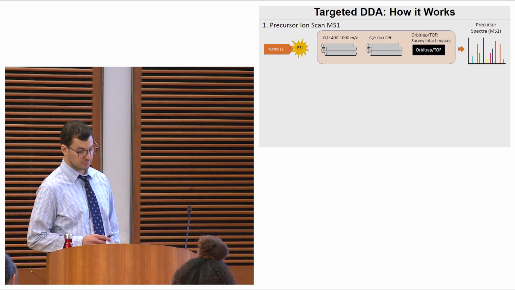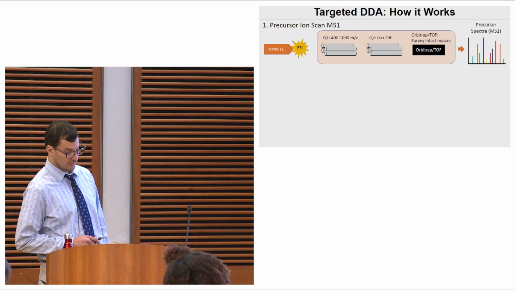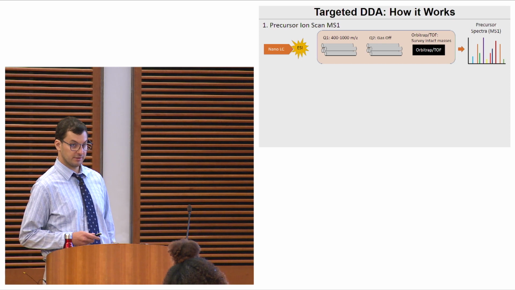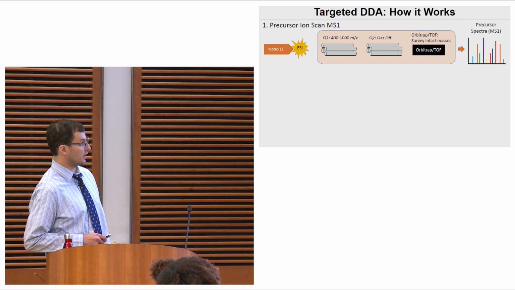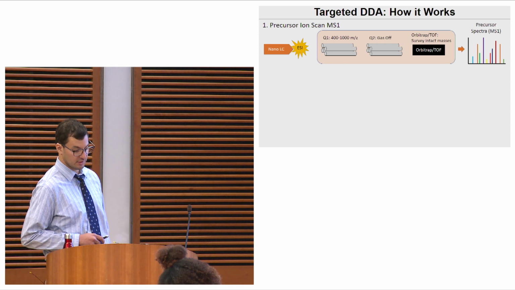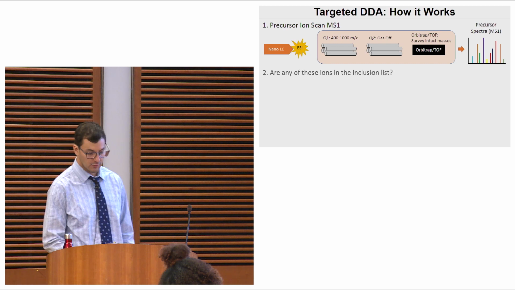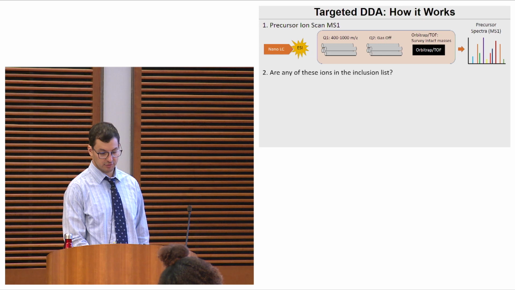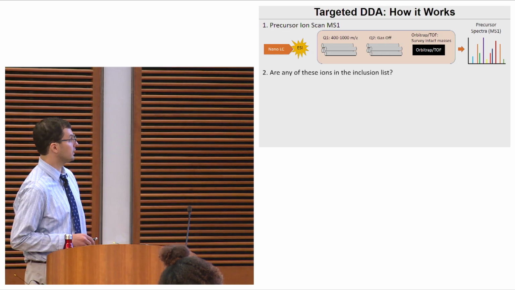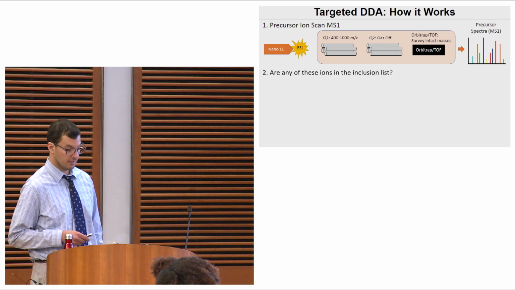Remember this cartoon of our mass spectrometer with our peptides entering from electrospray ionization on the left? The first scan in the scan cycle of targeted DDA, we have our Q1 set to a wide mass range to allow all the peptides through unfragmented to the final mass spec stage, the orbitrap or the TOF, and this produces our precursor MS spectra, or MS1. The mass spectrometer then compares all the ions that it sees in the precursor spectra to the ions that we've included in the inclusion list, which, remember, contains peptides that we want to monitor.